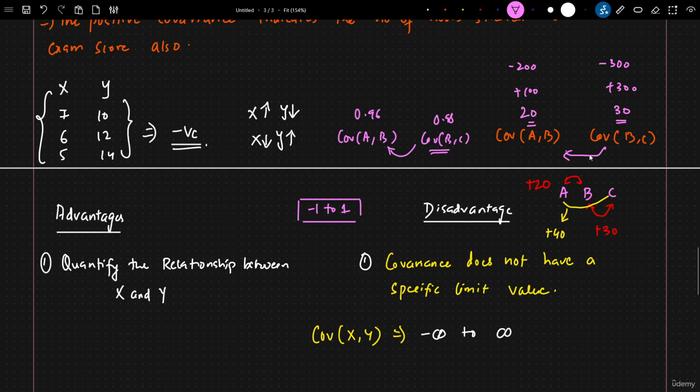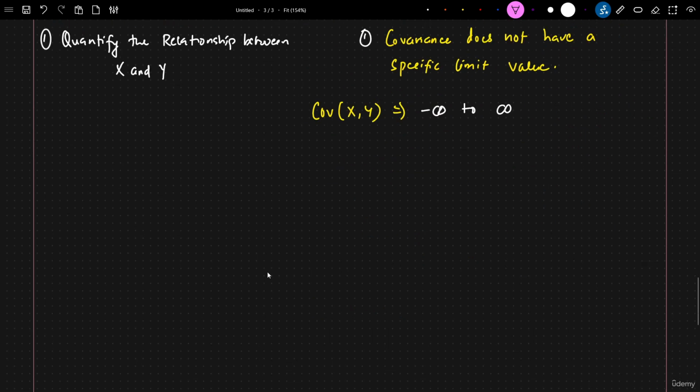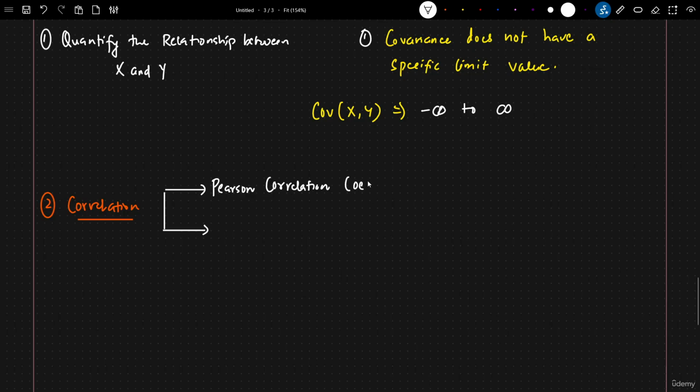So for this, what we do is that we specifically use another type of statistical analysis technique, which is basically called correlation. So the second type which we specifically have is something called correlation. Now in correlation also, you have two types. One is the Pearson correlation coefficient, and the second type is basically called Spearman rank correlation. Now let's go ahead and talk about the Pearson correlation coefficient.